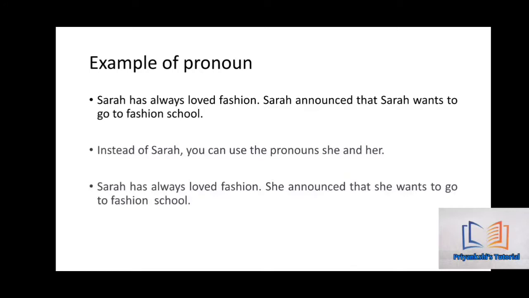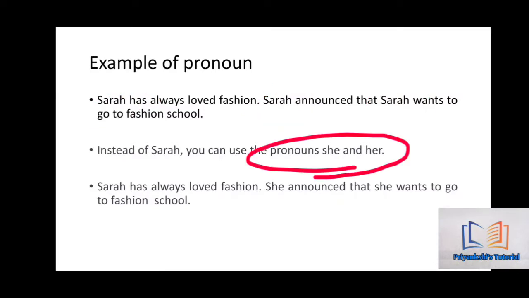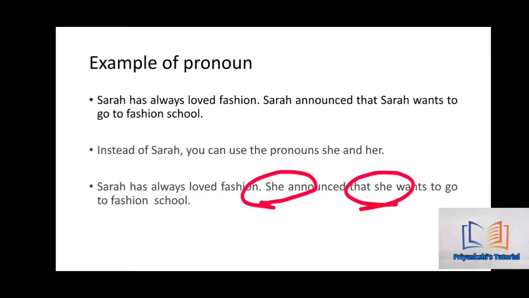Example of pronoun. Sarah has always loved fashion. Sarah announced that Sarah wants to go to fashion school. Instead of Sarah, you can use the pronouns she and her. Sarah has always loved fashion. She announced that she wants to go to fashion school.